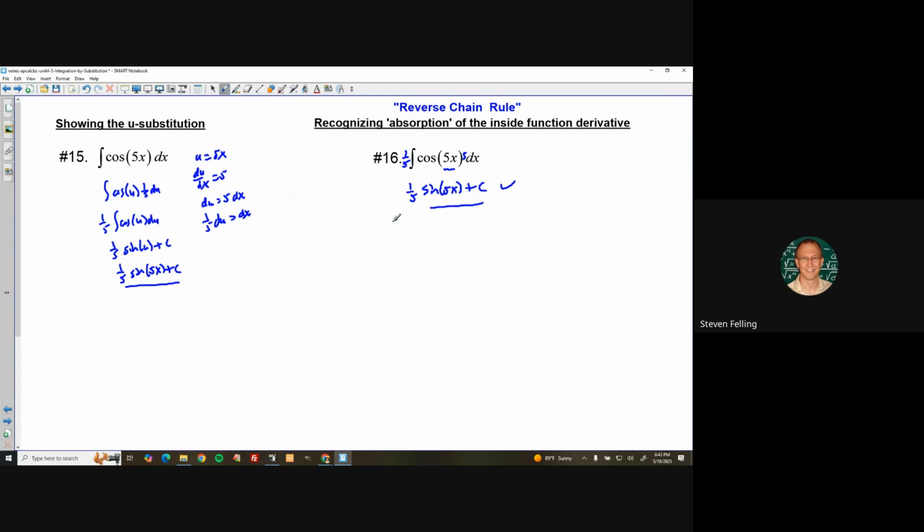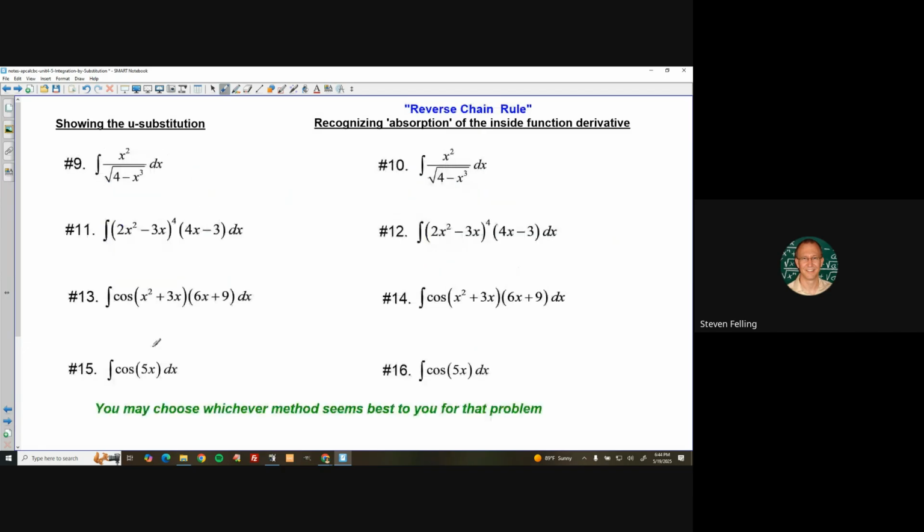You can even think of it this way. Some people like to think of this problem like this. If you have a cosine of 5x, the antiderivative is sine of 5x, but because the inside had a constant times x, you just simply divide by the constant. That's another way to think of that problem. All right, so you're welcome to choose whichever method seems best to you. Most people stick with this, except when the derivative is constant, they use this other method. But you're welcome to use either one in either context, whichever seems best to you.